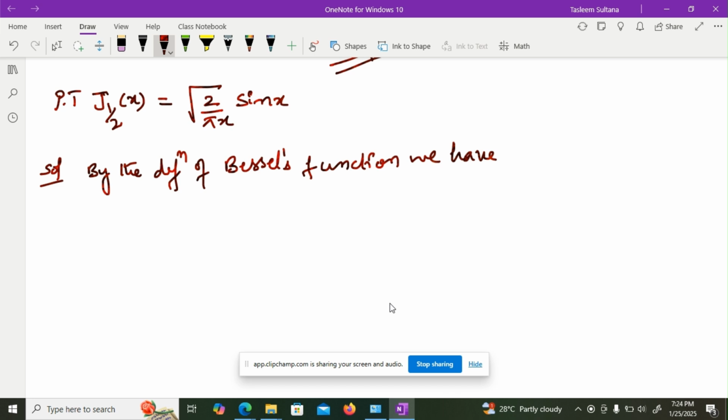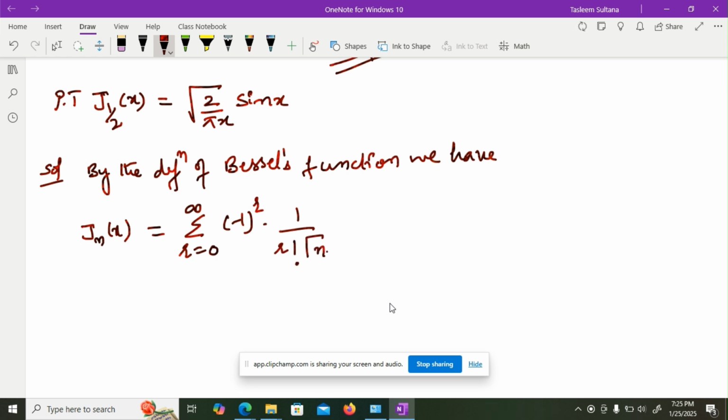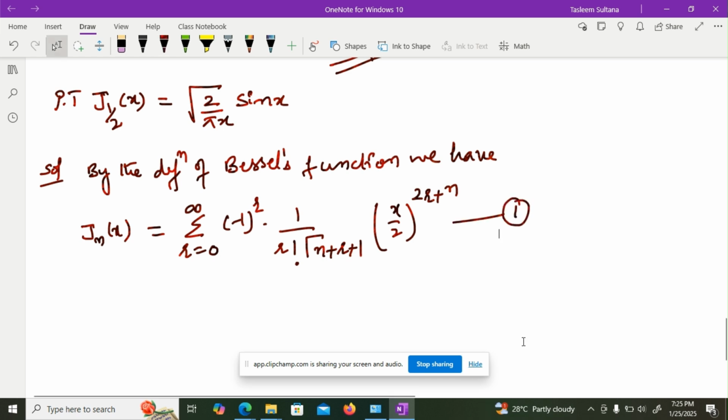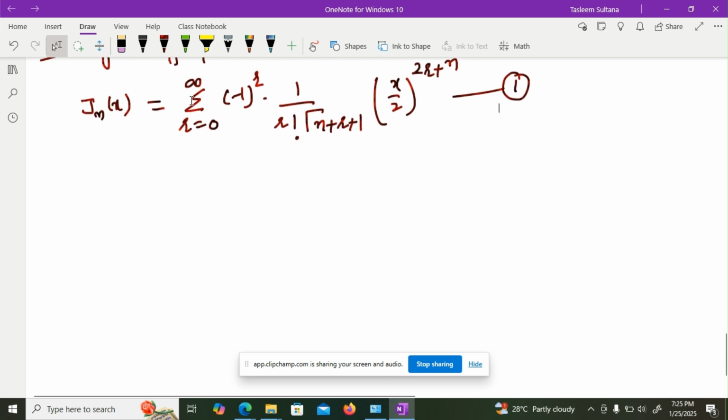We are using the first kind of order n, where J n of x is equal to summation r equals 0 to infinity, minus 1 to the power of r, 1 divided by r factorial gamma of n plus r plus 1, of x by 2 to the power of 2r plus n. Take this as equation number 1. Now what we are going to do here, we will open this summation.